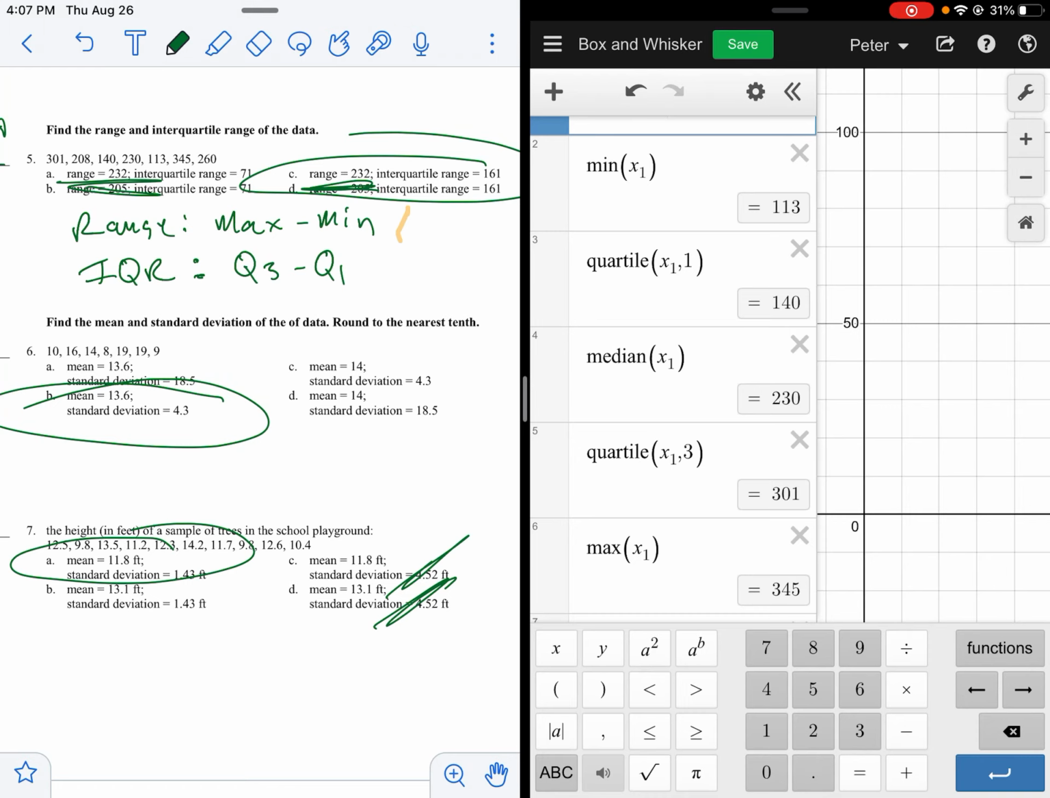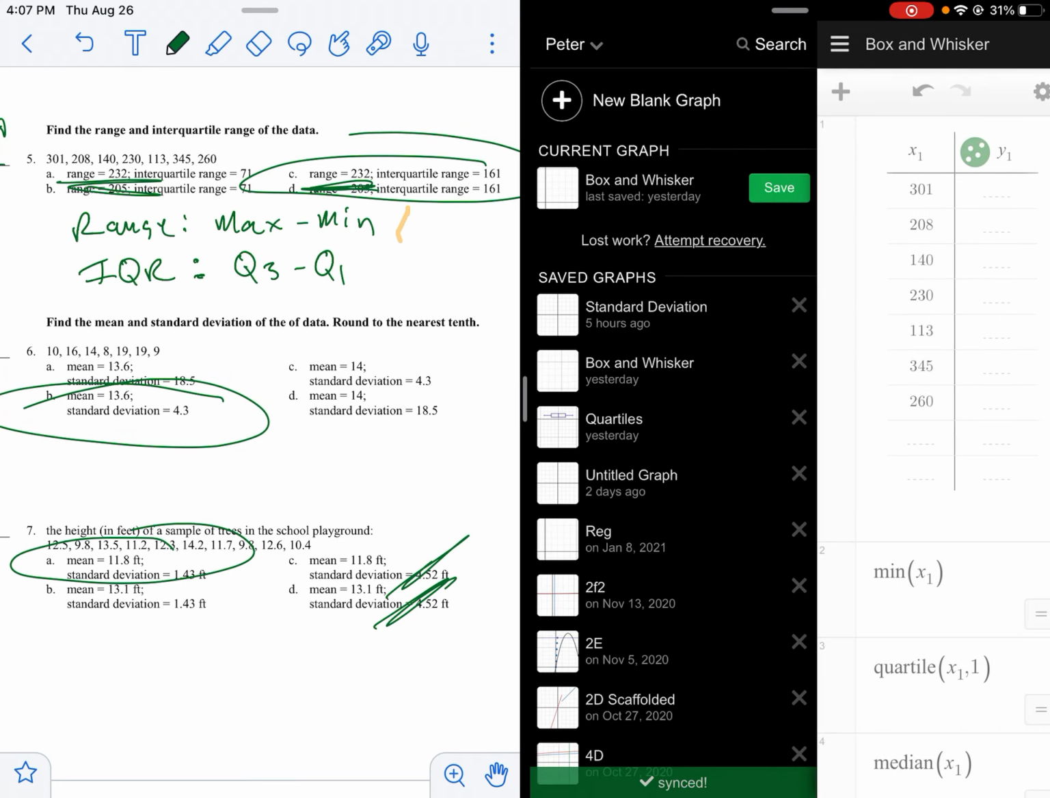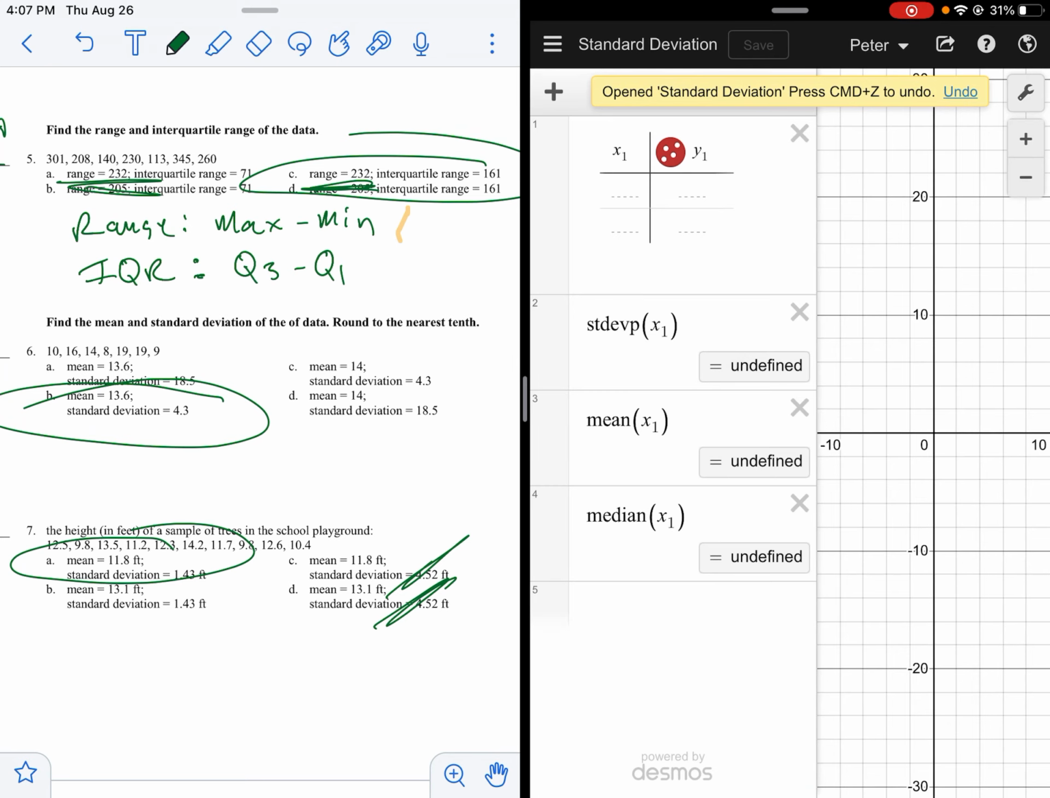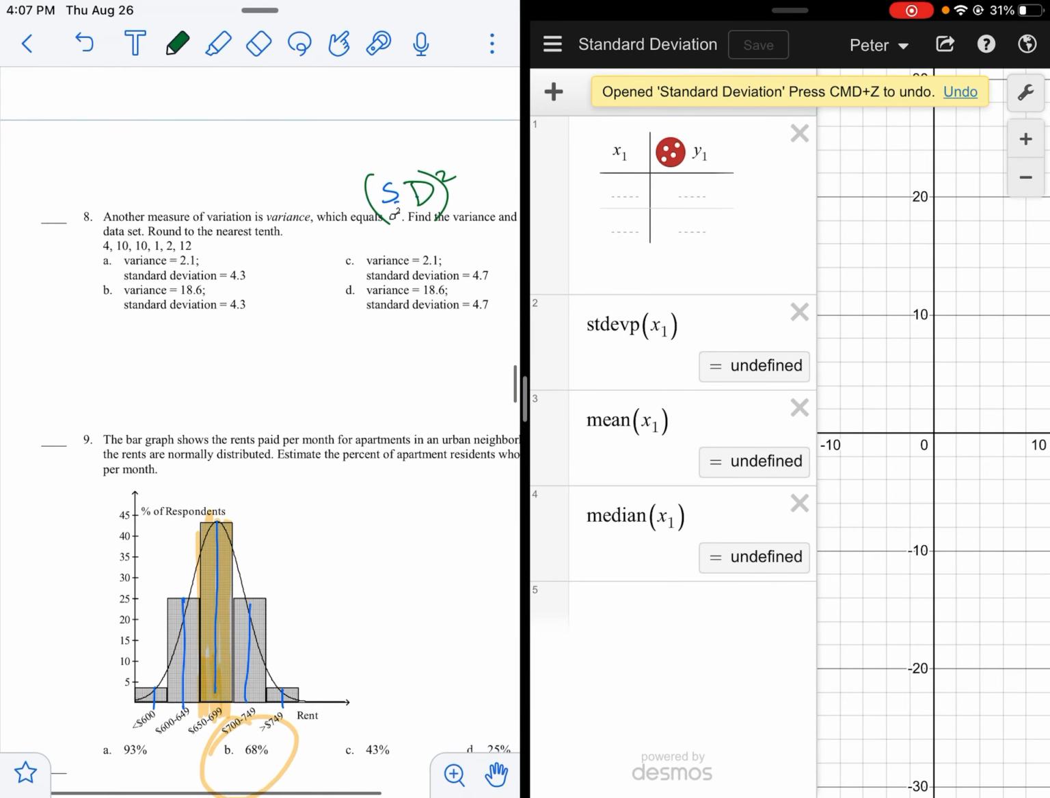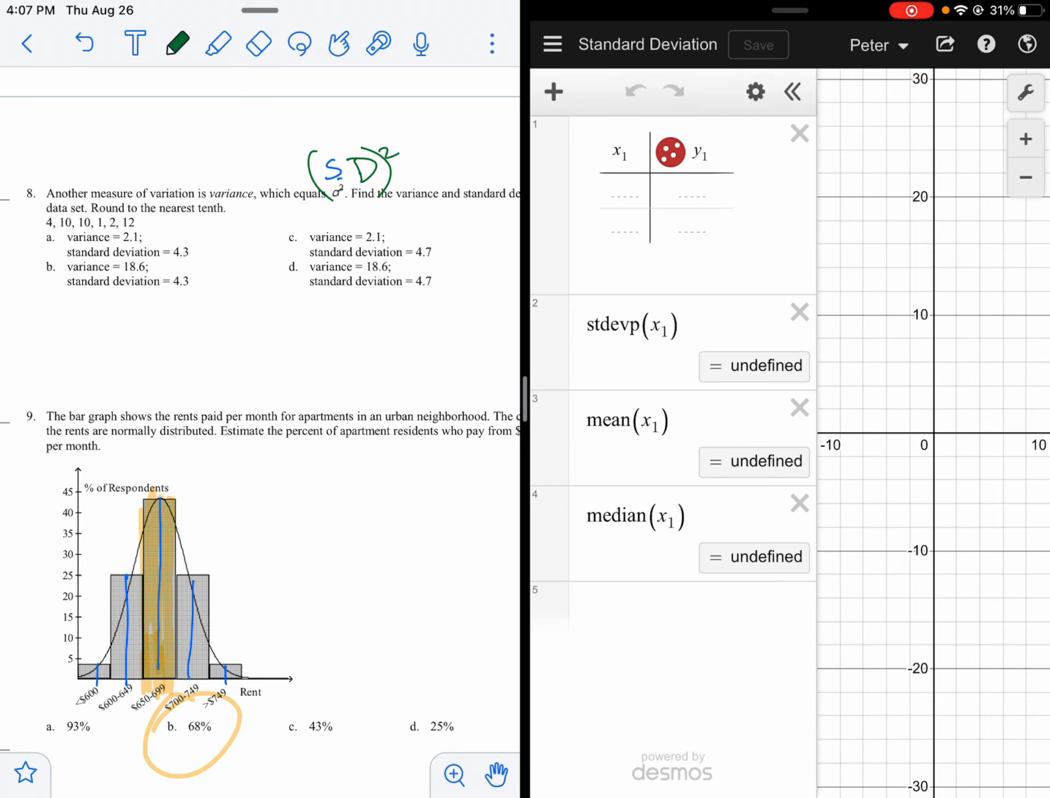Number 6, find the mean and standard deviation. So you're going to go to your standard deviation one. Number 7, same thing. All right, number 8.